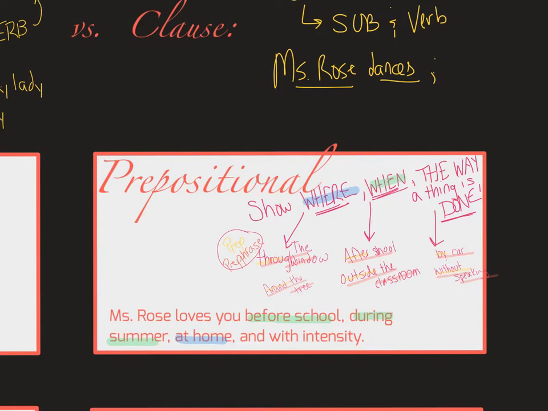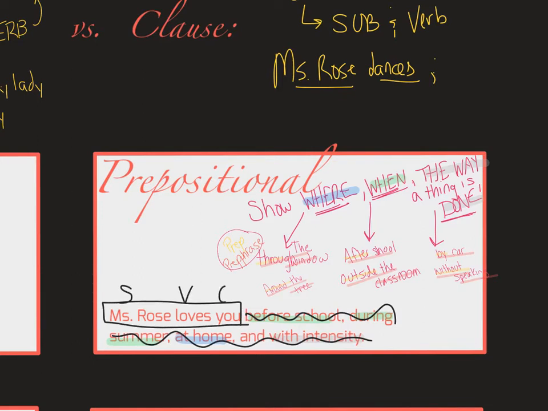And I need one more color. Let's do gray. The way a thing is done, well, with intensity. That is how I love you. So you'll notice that if I take all of these prepositional phrases away and cross them out of the sentence, I am left with the subject, a verb, and an object of a verb. Miss Rose loves you. So all different types of phrases can be crossed out of sentences and the sentence will still make sense. This is true of every type of phrase, but it's very obvious in prepositional phrases.